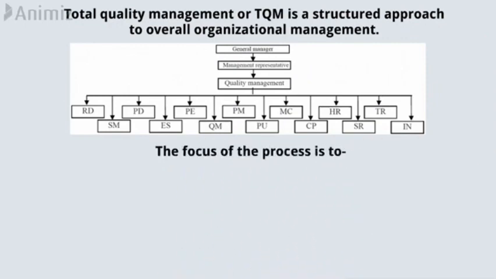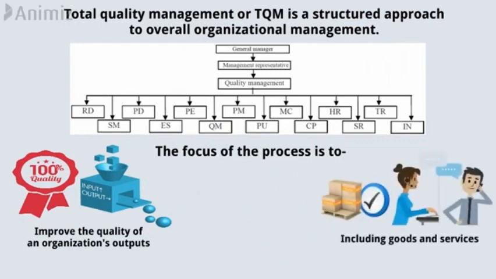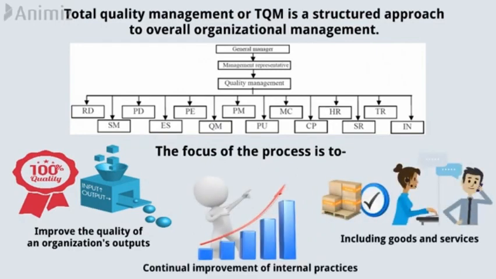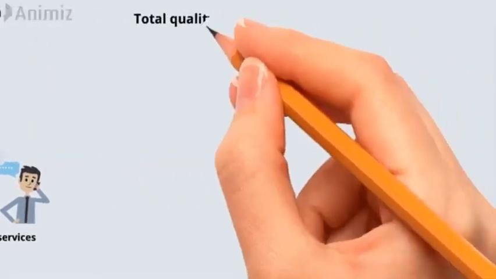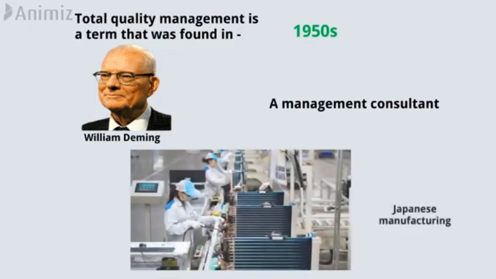The focus of the process is to improve the quality of an organization's outputs, including goods and services, through the continual improvement of internal practices. Total quality management is a term that was coined in the 1950s. It was developed by William Deming, a management consultant, whose work had a great impact on Japanese manufacturing.